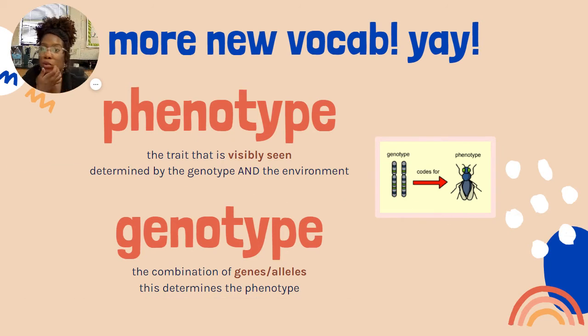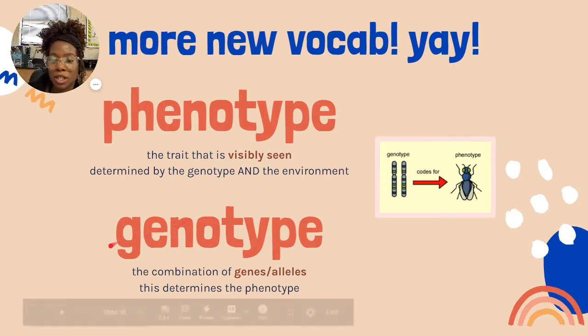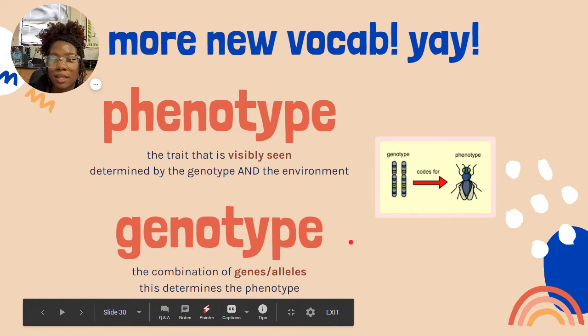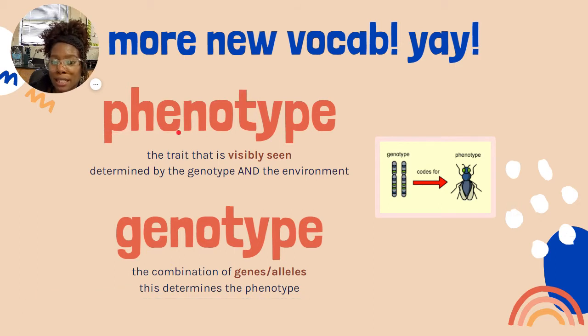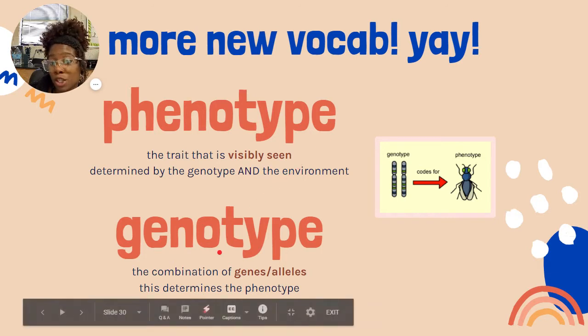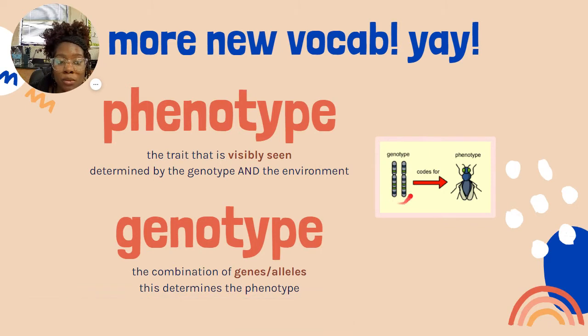Okay, so more new vocabulary. So we have genotype and phenotype. It's pretty easy to remember this. Genotype, the type of gene. So what are the genes? What are the alleles? Versus phenotype, physical characteristics, what you actually can see. This is not just determined by genotype. It can also be determined by the environment as well. Okay, so one thing to know is that genotype is going to code for the phenotype.